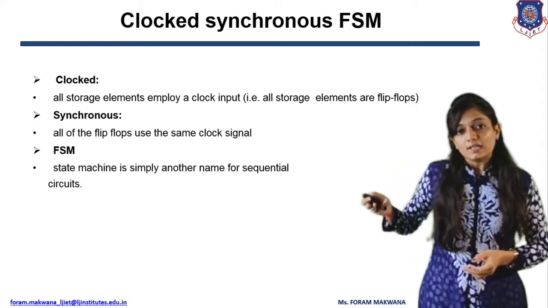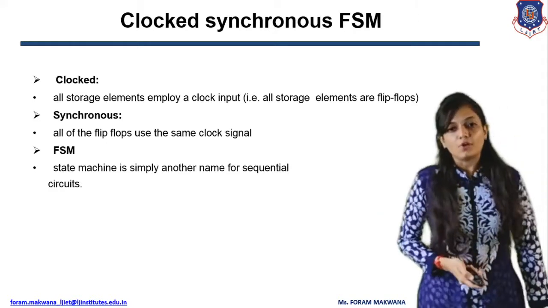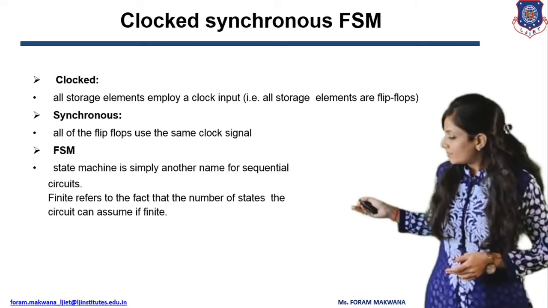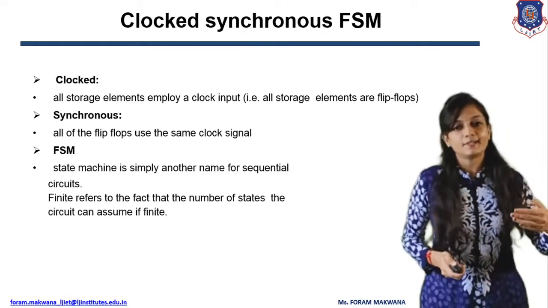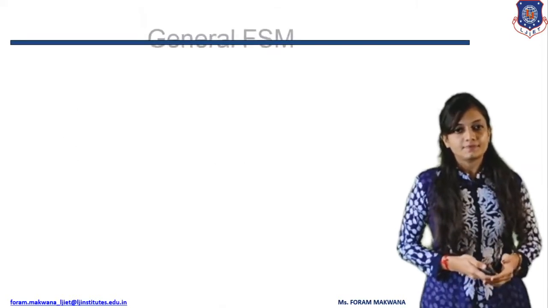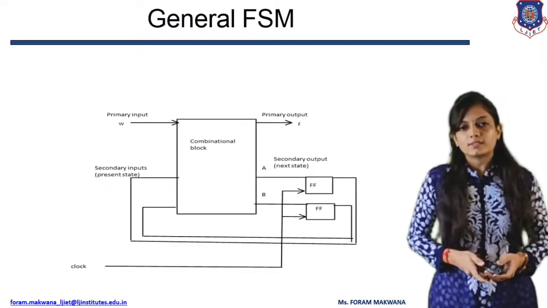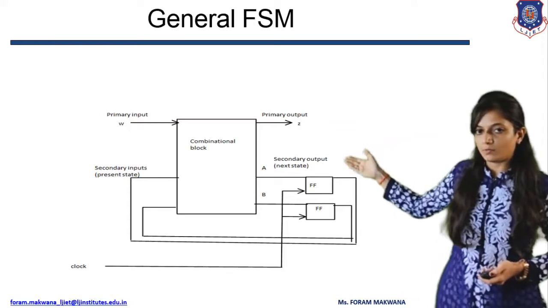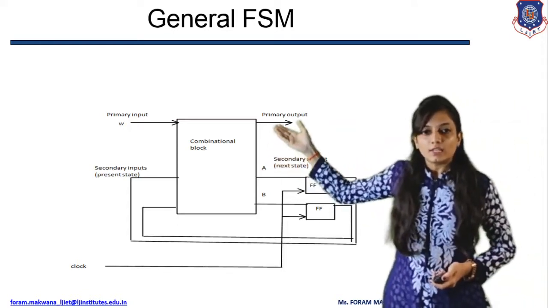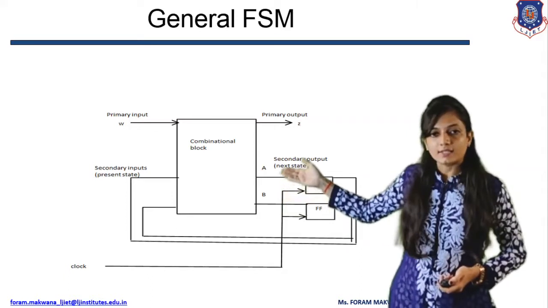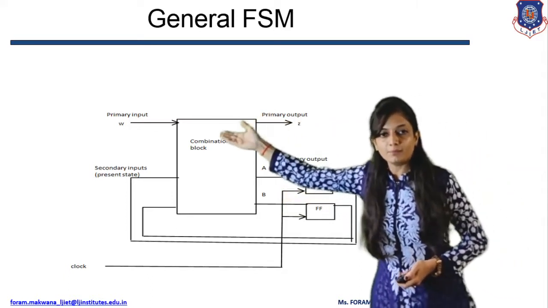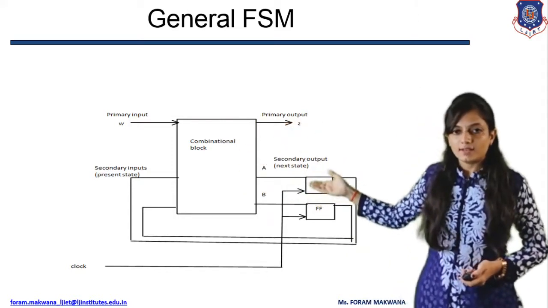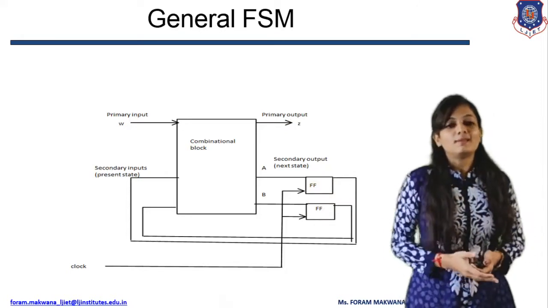So ultimately the state machine is another example of sequential circuit. Now finite state refers to a finite amount of states. Now what is a general FSM? This is a generalized block diagram of FSM in which you can see over here, this is the combinational circuit. It has two inputs, primary input and secondary input, and two outputs, primary output and the secondary output, right? So primary input means what?